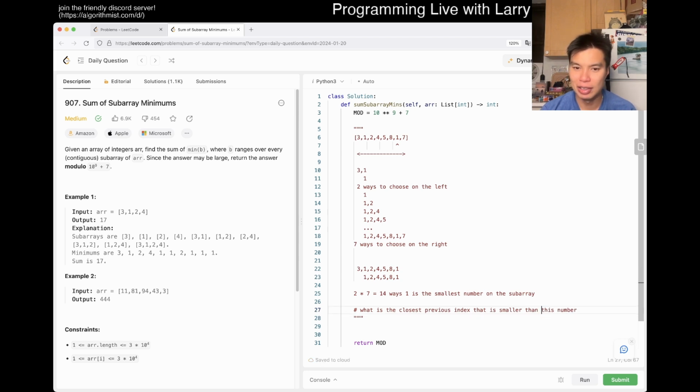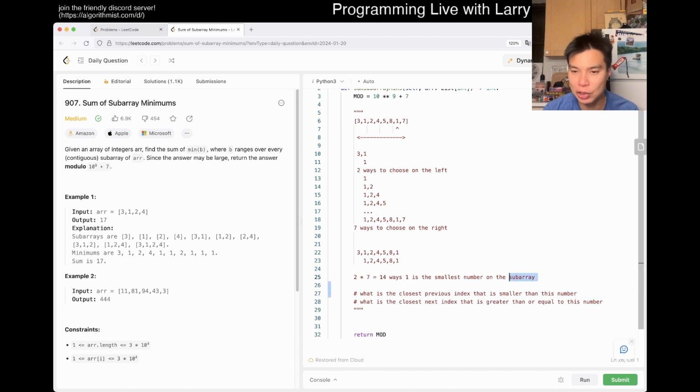And then also, what is the closest next index that is larger than or greater than or equal to this number, right? So now we kind of distilled or converted the problem into these two problems, and of course these two problems are very similar, obviously. And there are a couple of ways you can think about doing this.